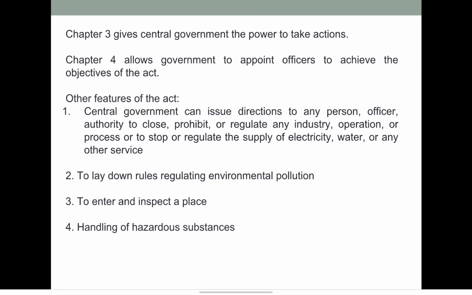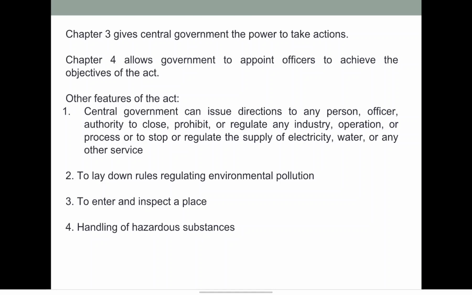What are the other features of this act? It includes that the central government can issue directions to any person, officer, authority to close, prohibit or regulate any industry, operation or process, or to stop or regulate the supply of electricity, water or any other service.